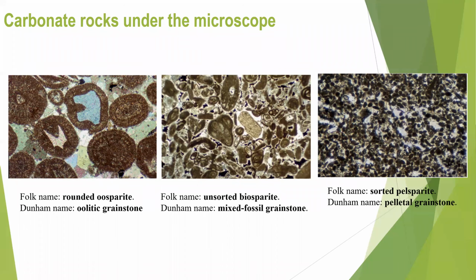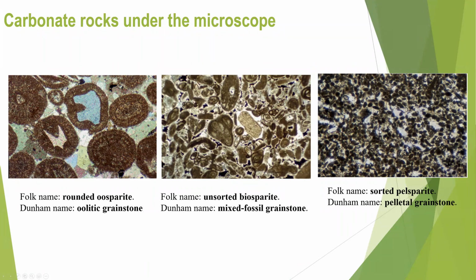Let's look at some thin sections and the names of those thin sections. For example, in this thin section we have ooids and we have cements, and you can see the roundness of the ooids. So the Folk name is rounded oosparite, but the Dunham name is oolitic grainstone. Here we can see different foraminifers with different sizes. So the Folk name is unsorted biosparite, and the Dunham name is mixed fossil grainstone.